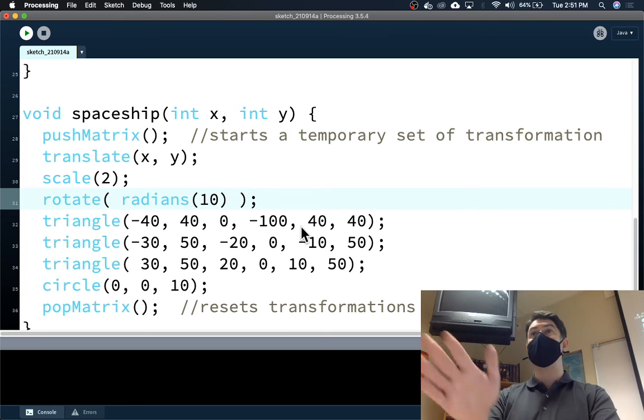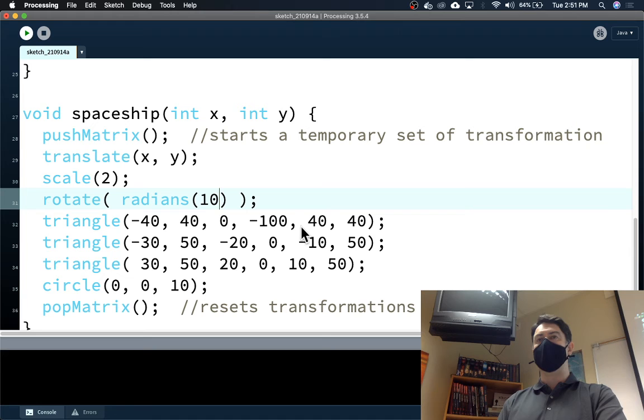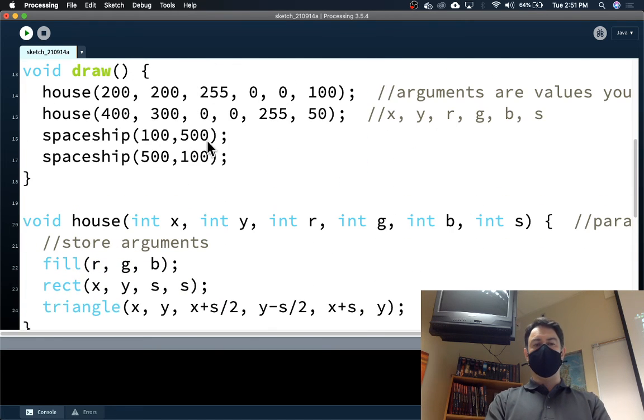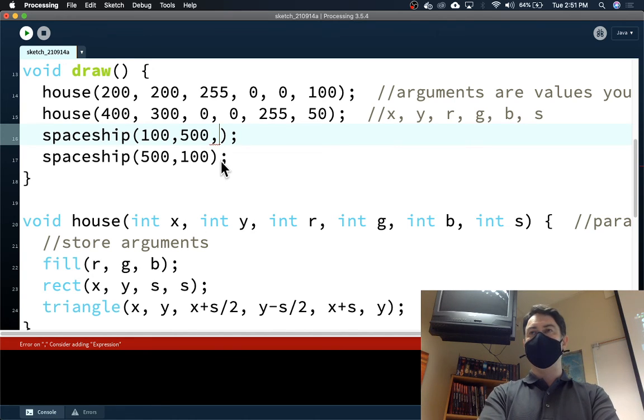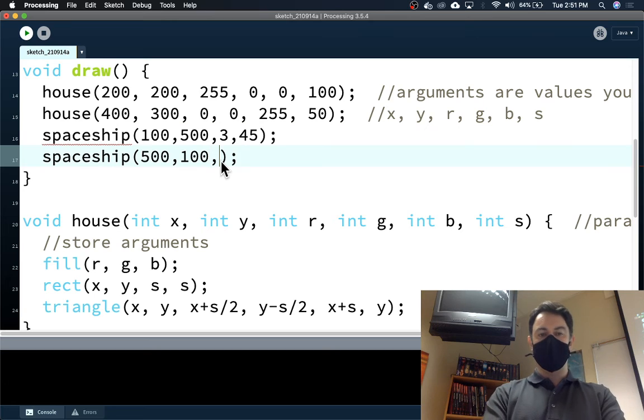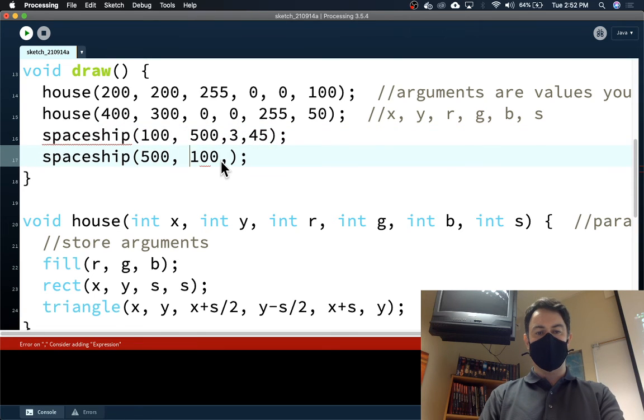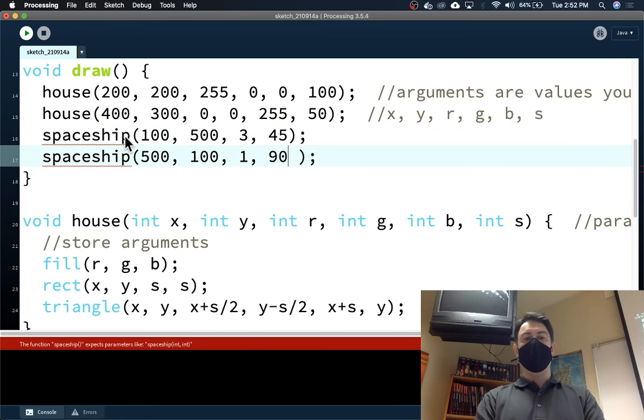Okay, so last thing we're going to do is I'm going to ask you to change this function so that in spaceship I can include an x and a y as well as a size factor. So if I say 2, it'll be double, 3 will be triple. And also an angle, like 45 degrees. This one will have the same idea. Maybe I'll make this one 1, and it'll be rotated to 90 degrees. I'd love to build that into my spaceship function.